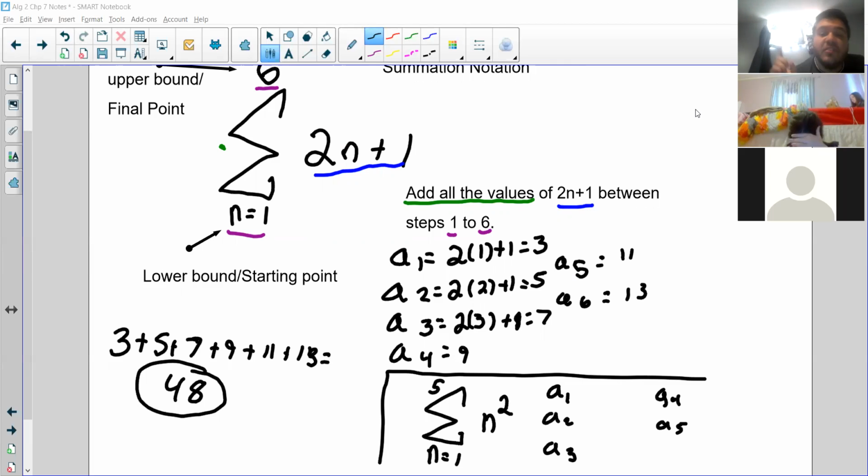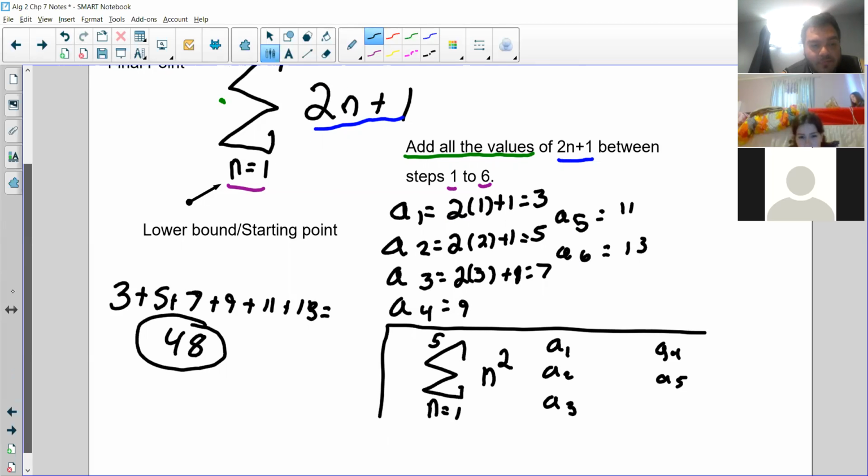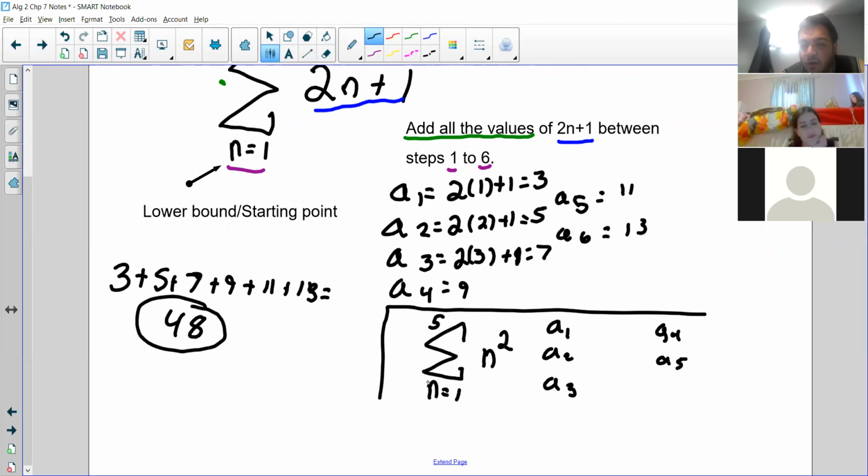Good with the numbers? Then you just have to add them all together. What you're doing, Mariah, the 5 and n equals 1 tells you where you start. So I start at A of 1 and where I go to, in this case, is A of 5. So it tells me where I start and where I finish.